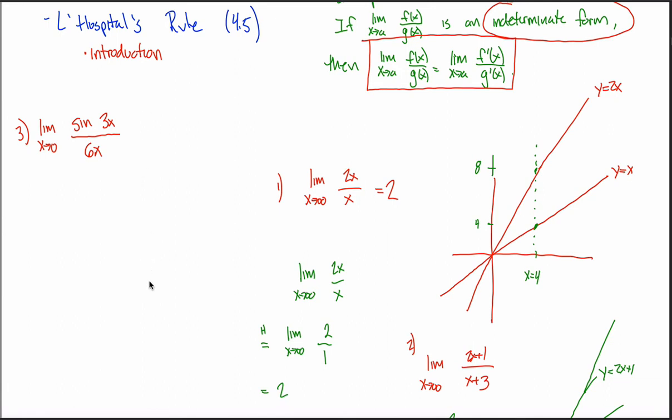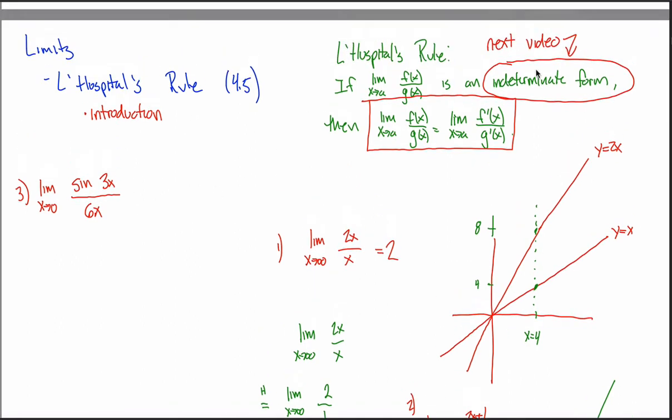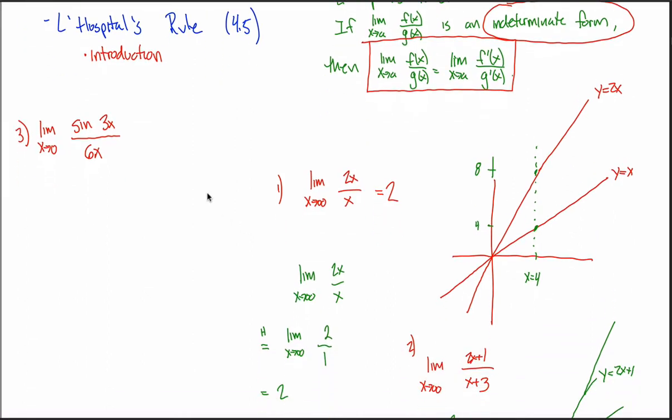But the good news is you can use L'Hopital's rule. We can use L'Hopital's rule to solve this. It turns out that this is an indeterminate form. Again, more on that in the next video. And because this is an indeterminate form, all I have to do is take the derivative of the top and the derivative of the bottom.